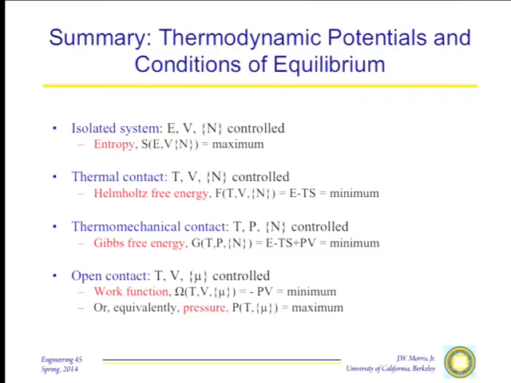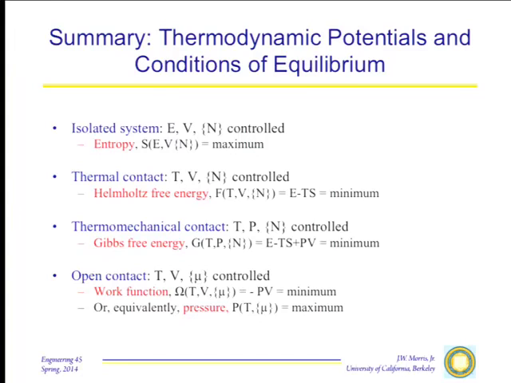Another common situation, in materials science often the most common situation, is where you control the temperature, the pressure, and the chemical content. You just have a solid sitting in an atmosphere in a certain environment. In that case, the pertinent thermodynamic potential is the Gibbs free energy, E minus TS plus PV, and the condition of equilibrium is that the Gibbs free energy of the system must have the lowest value it can have for given values of T, P, and N.